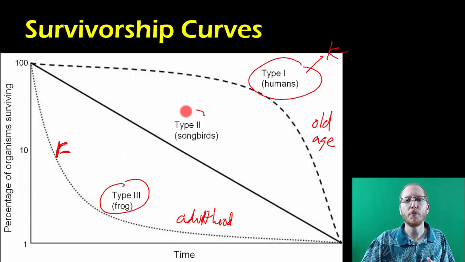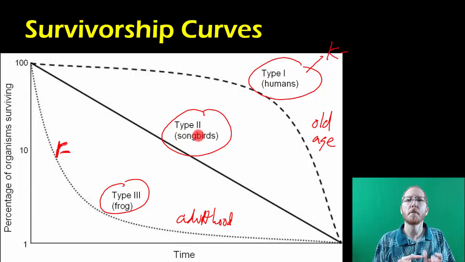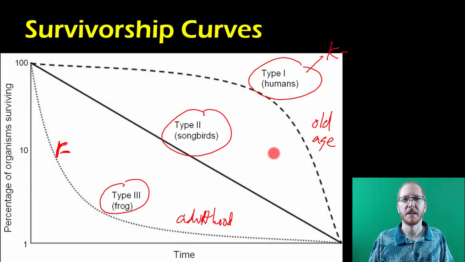And then in between, we've got type 2 guys. This would be like squirrels, songbirds, where they have about an equal chance of dying at any point in their life. If you're an egg, you might get eaten by a predator. If you're a chick, you might get eaten by a predator. As an adult, you still might get eaten by a predator. There's still plenty of things that go after you. So these guys have a fairly linear relationship, this kind of flat line here, because there is no one point where they're especially safe during their life. It's pretty much the same throughout.